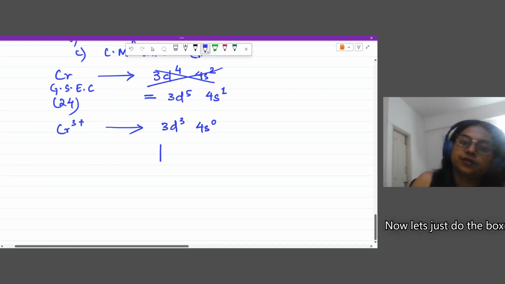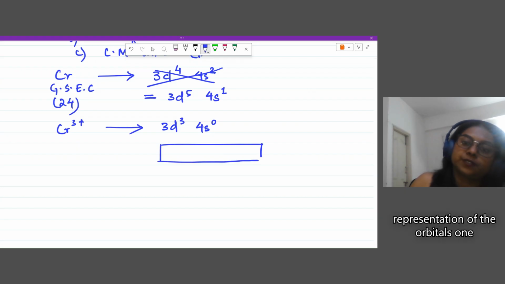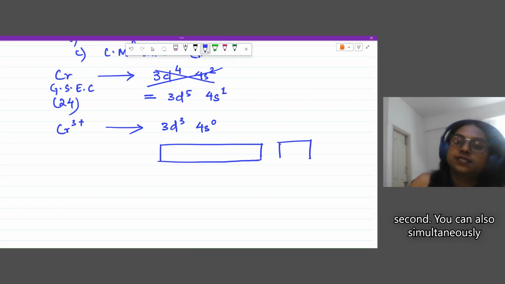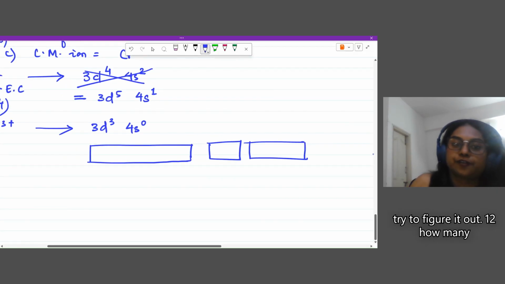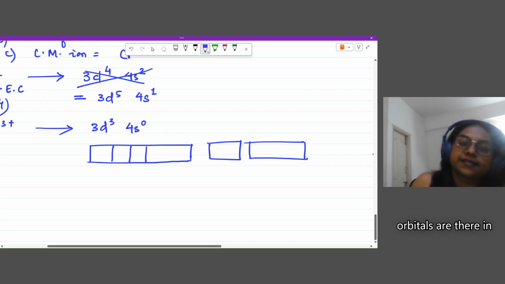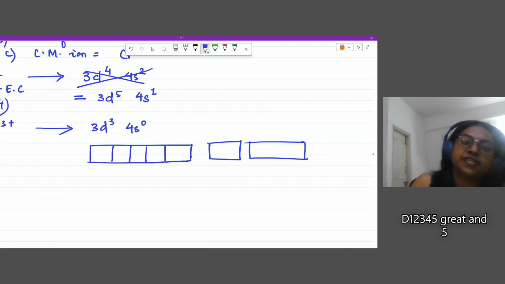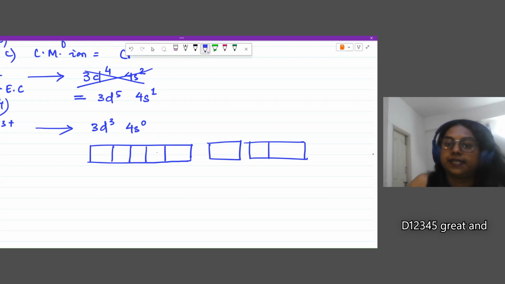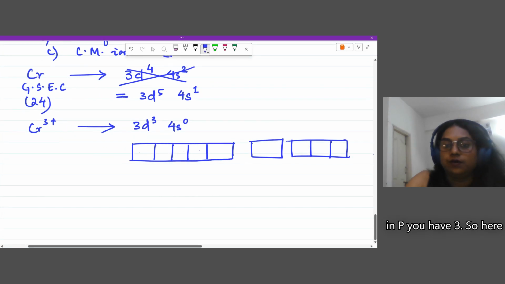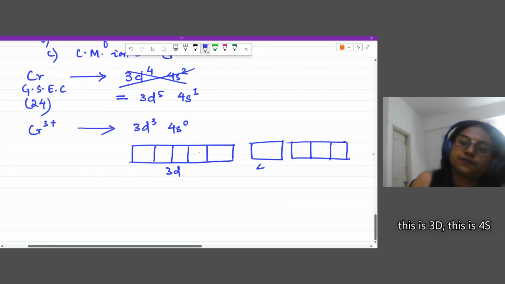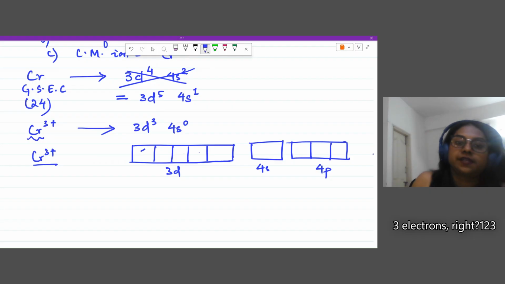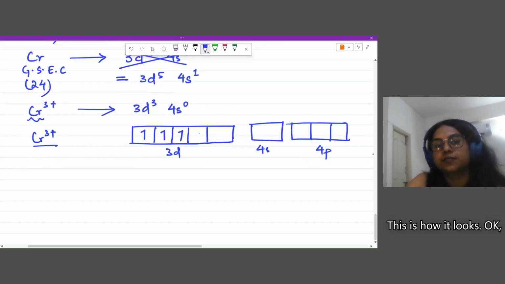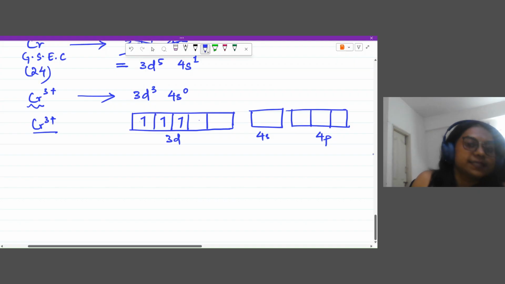Now let's do the box representation of the orbitals. You can also simultaneously write the configuration on your own and try to figure it out. How many orbitals are there in d? 5. In 3d, 1, 2, 3, 4, 5. And in p, you have 3. So here, this is 3d, this is 4s, and this is 4p. How many electrons are there for Cr3 plus? 3 electrons, 1, 2, 3. This is how it looks.